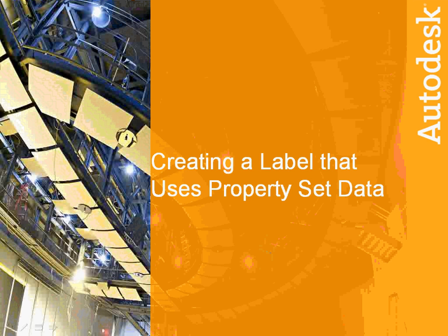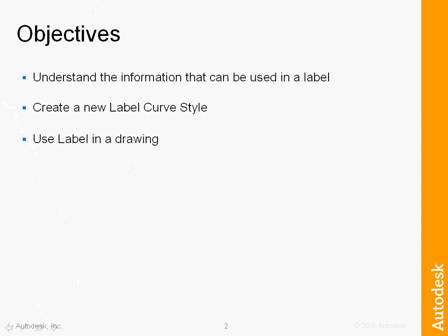In this video solution, we're going to explain how to create a label that uses property set data. We're first going to go over the information that can be included in a label of this type. We're going to go ahead and create a new label curve style, which is actually what defines how the label appears. And then we're going to go ahead and use that label in a drawing.